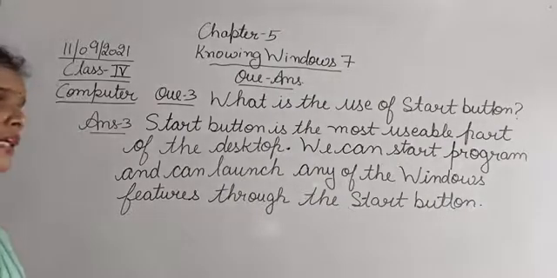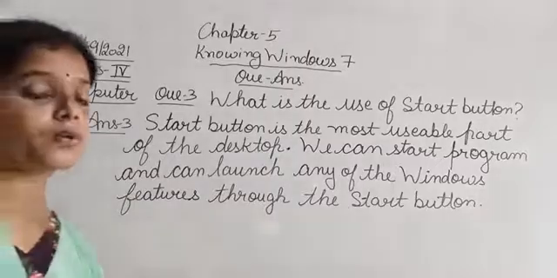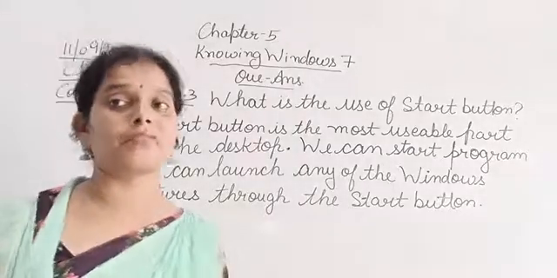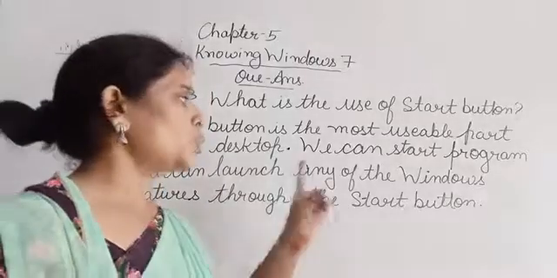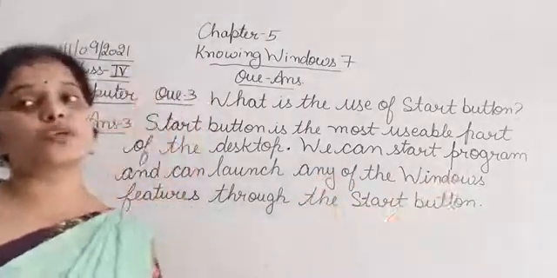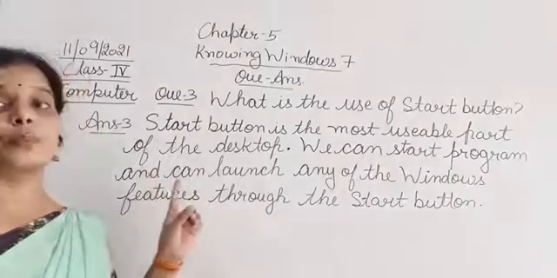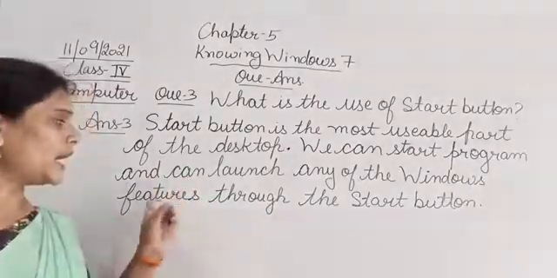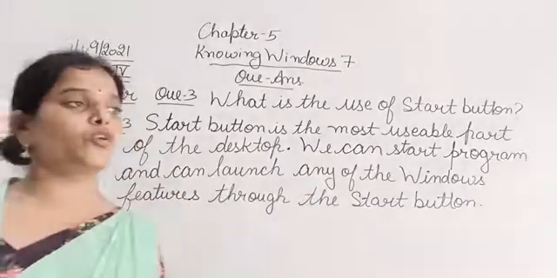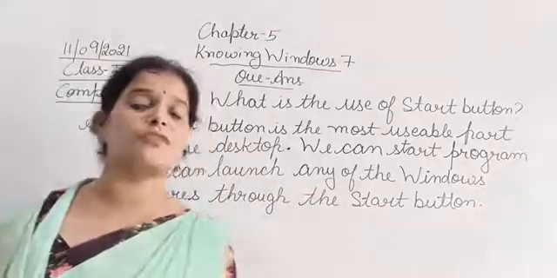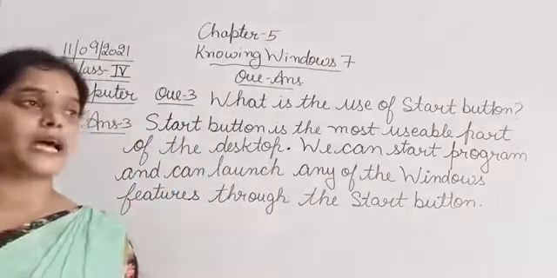The start button is the most usable part of the desktop. It is the most, the one used the most. This part of the desktop is the most usable part of the desktop. We can start programs. If you want to start any program, you can start it through the start button by opening the start menu, and can launch any of the Windows features. If you want to launch any Windows feature, you can also do that through the start button.